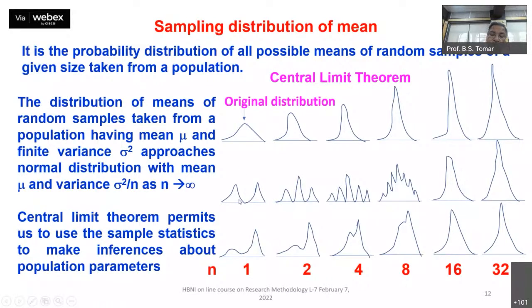So whatever the original distribution of the population, if you take the means of the different samples, then the sampling distribution of mean tends to be a Gaussian distribution with the mean same as the population mean and the variance equal to sigma squared by n, where n is the number of samples. So this central limit theorem permits us to use sample statistics to make inferences about the population parameters. This is a very, very important theorem which helps us in deducing the population parameters from the sampling data.